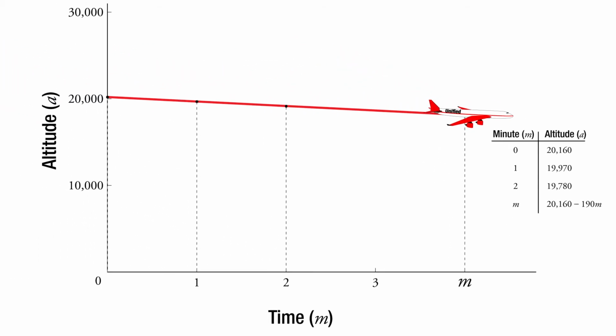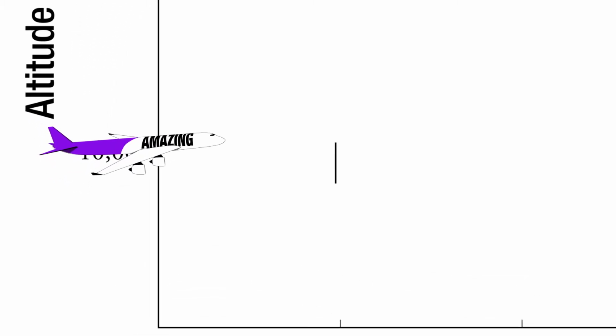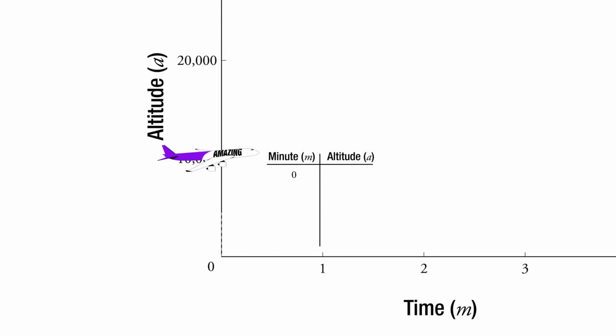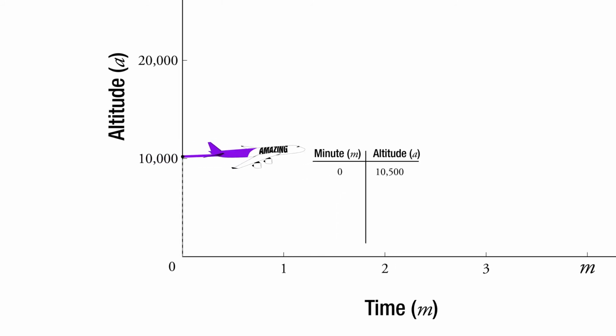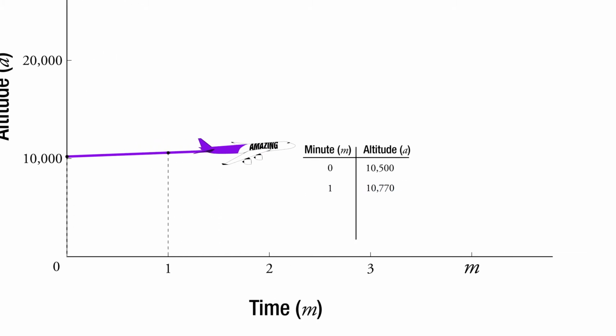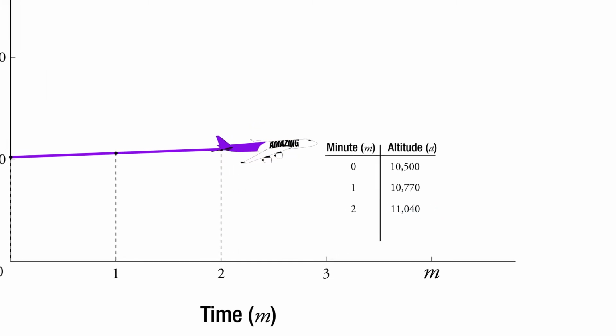Okay, fair enough. Now let's look at the other flight, the Amazing Airlines flight. In that case, we're starting with a minute of 0, and we're starting with an altitude of 10,500 feet. And this one's climbing. It's rising at a rate of 270 feet per minute. So we start at 10,500, we're going to go to 10,770 after 1 minute, then 11,040 after 2 minutes, and we're going to continue that.